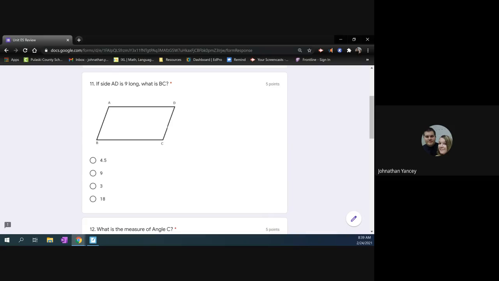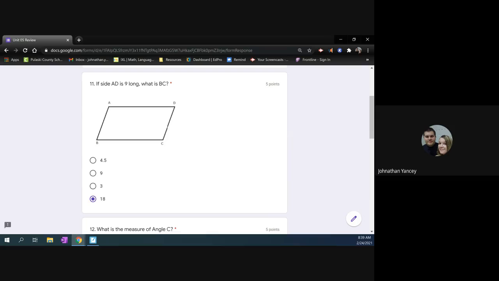So if side AD is 9 long, what is BC? AD is the top side, BC is the bottom side. So Grayson says 18. What do you all think? I think it's 9. Why would it be 9? It's 9. BC and AD. BC stands for Brandon Cameron. It does. How do we know that though?